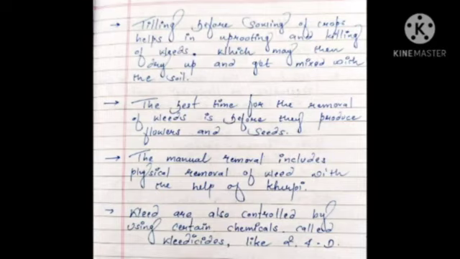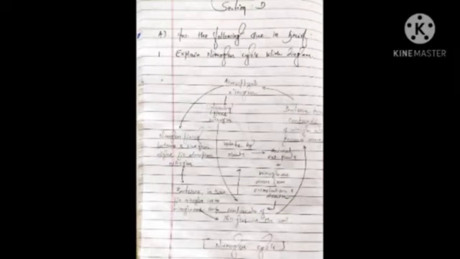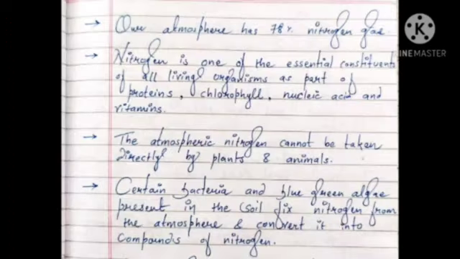So here we are completing Chapter 1. Now starting with Chapter number 2: explain the nitrogen cycle with a diagram. And here is the image of the nitrogen cycle. Our atmosphere has 78% nitrogen gas. Nitrogen is one of the essential constituents of all living organisms as a part of proteins, chlorophyll, nucleic acids and vitamins. The atmospheric nitrogen cannot be taken directly by plants and animals.